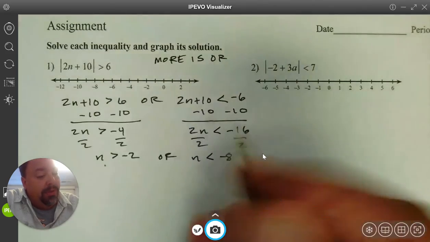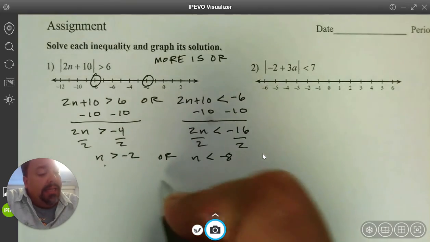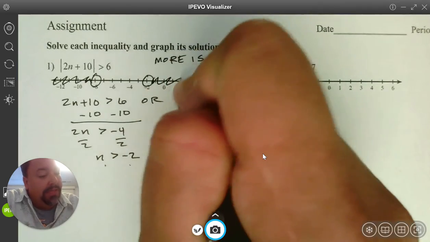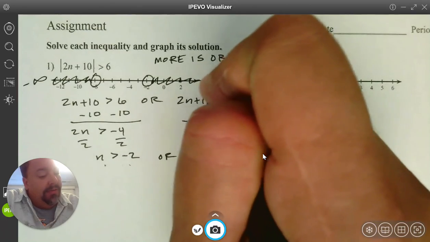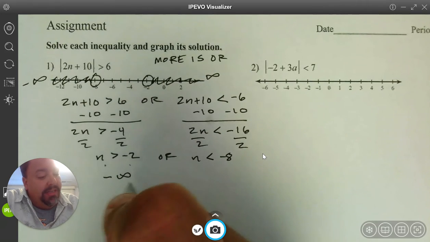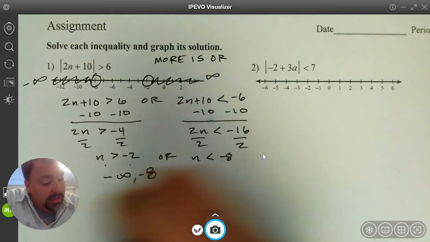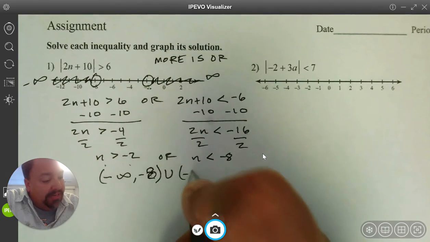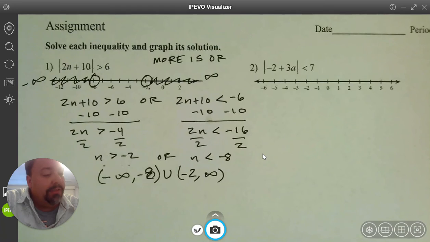We can graph it. We go up, put an open circle at negative 8, put an open circle at negative 2, and we want less than negative 8, so that's to the left. We want more than negative 2, that's to the right. We can write it as an interval, so keep in mind that negative infinity is over there to the left and positive infinity is there to the right. And this first part is going from negative infinity all the way to negative 8, and we would have parentheses there, union. And the second one picks up at negative 2 and goes all the way to the right, to infinity. So that's the first one.